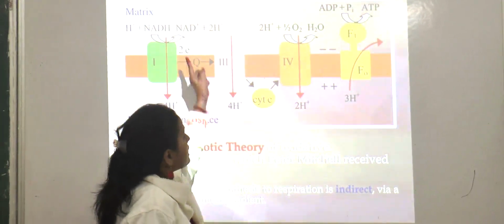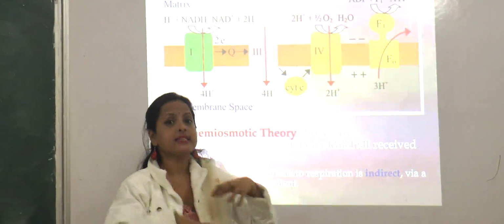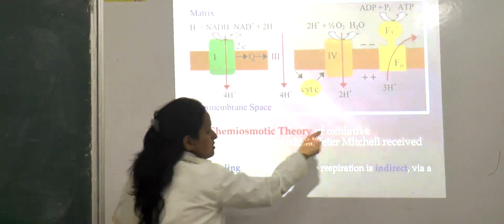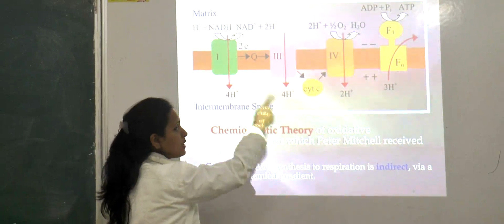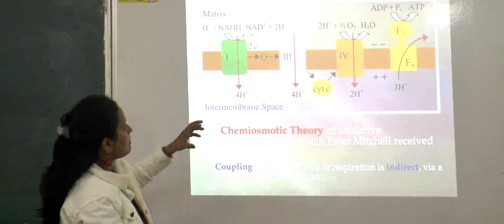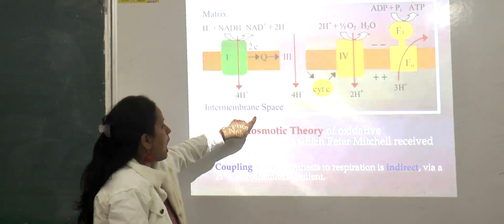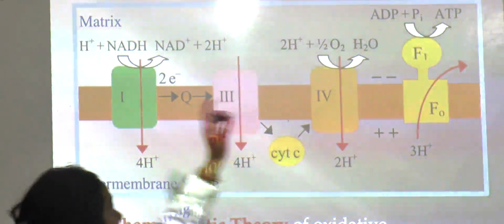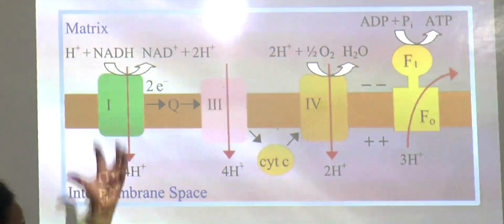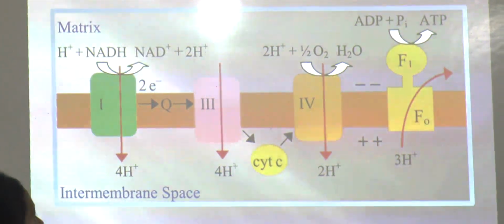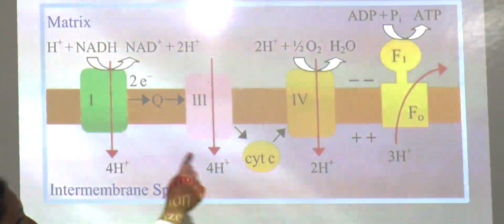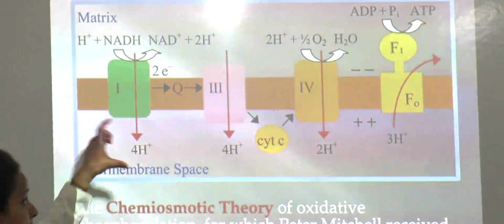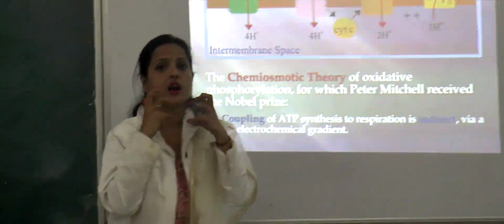In each and every step, when the electrons move, some amount of energy is liberated. Here you can see this is the matrix and this is the intermembrane space. Due to the movement of the electrons, energy is liberated, and that energy pumps protons through every complex, and the protons come out between the outer mitochondrial membrane and the inner mitochondrial membrane. That means in the intermembrane space there will be a gradient of protons.